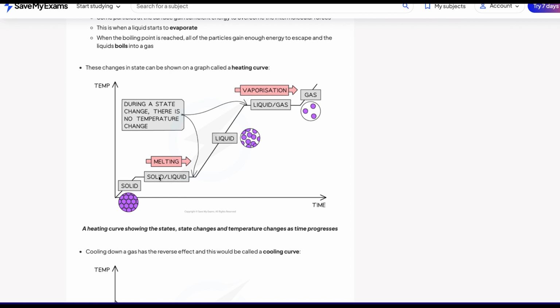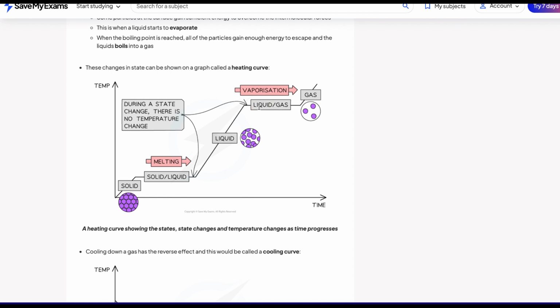So at this point, you have a mixture of solid and liquid, because melting is taking place at this point. Some particles are still in their solid state, while some have already changed to liquid. But at this beginning point here, everything has changed to liquid. So going forward from here is now a liquid. Going forward from here, it means the particles have changed state completely, or the state of that matter has changed completely to a liquid.